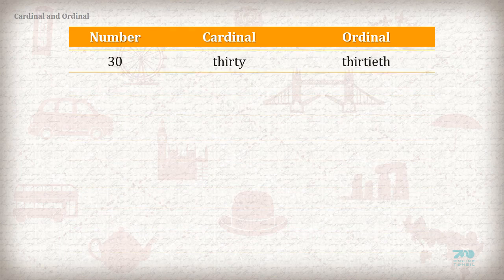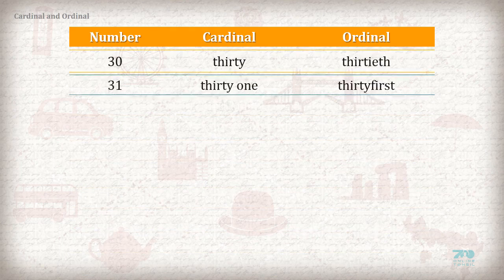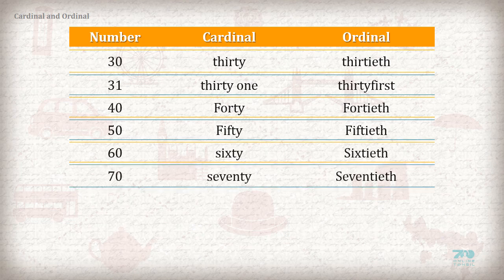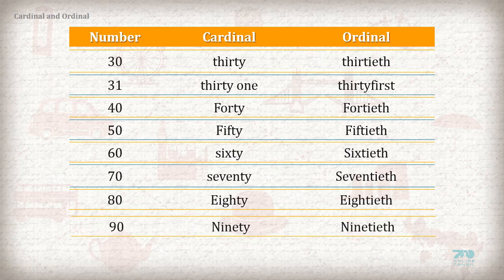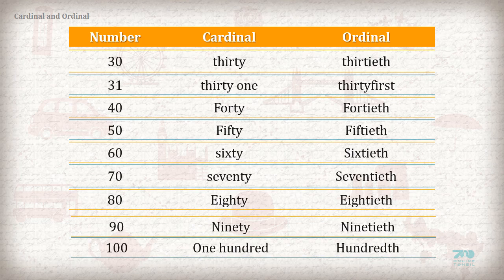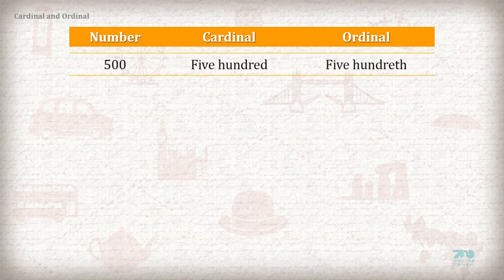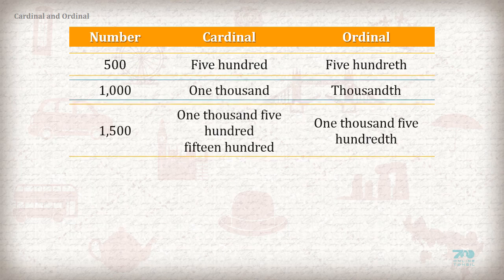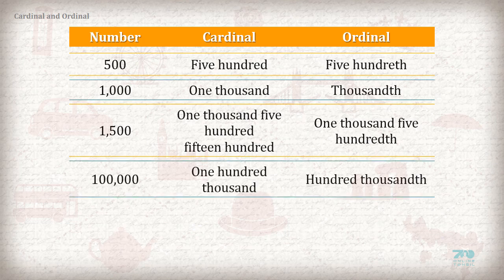30, 30th; 31, 31st; 40, 40th; 50, 50th; 60, 60th; 70, 70th; 80, 80th; 90, 90th; 100, 100th; 500, 500th; 1,000, 1,000th; 1,500, 1,500th; 100,000, 100,000th; 1,000,000.